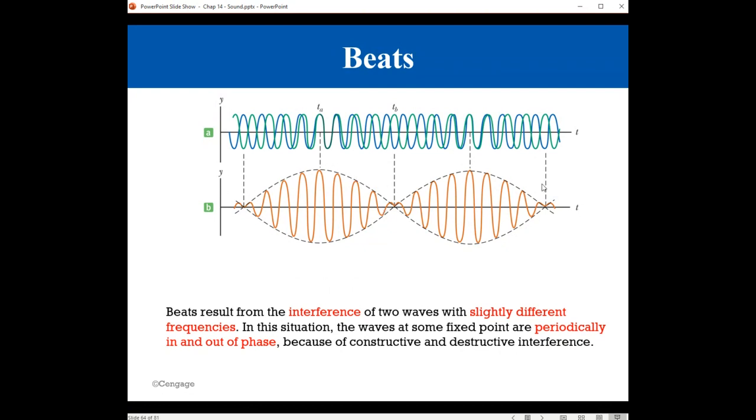This pattern is oscillating between loudness and lack of loudness, loudness, lack of loudness, etc. The frequency of this pattern, which we call beats, is determined from this formula. It is equal to the difference between the two frequencies. F2 minus F1, the absolute value, determines the frequency of the beats.